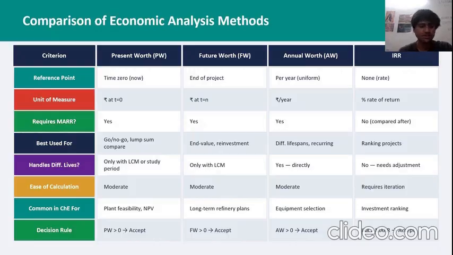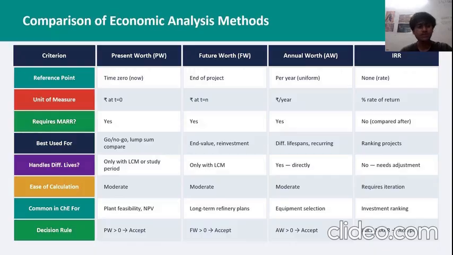All three methods, present worth, future worth, and annual worth, require a MARR, which is the minimum acceptable rate of return. This is because they depend on the interest rate to convert cash flows. Internal rate of return does not require MARR during calculation, but we still compare it to the minimum acceptable rate of return afterward to make a decision. Now, coming to the best use cases, present worth is most commonly used for overall project feasibility and go or no-go decisions today. Future worth is useful when we're interested in the accumulated value at the end of the project, such as in long term planning. Whereas annual worth is particularly useful when comparing alternatives of different lifespans because it converts everything to a uniform yearly basis.